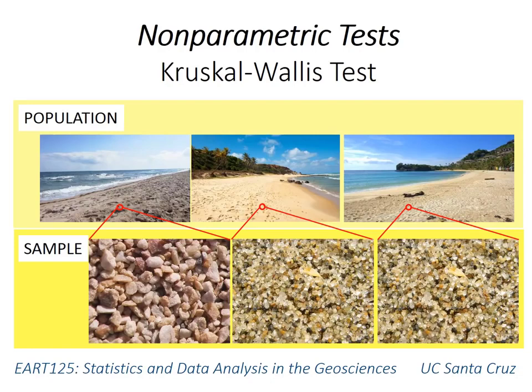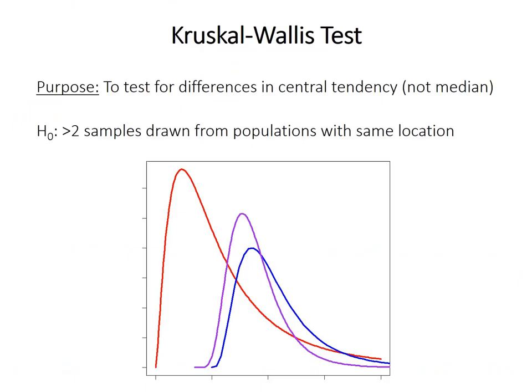This video introduces the Kruskal-Wallis test, which is the non-parametric equivalent of ANOVA. So it tests for differences in central tendency among more than two non-normally distributed samples. So as I said, the purpose of the Kruskal-Wallis test is to examine differences in central tendency. It works on rank order data, so it doesn't specifically test for the mean or the median, but the null hypothesis is that all samples are taken from populations with the same location. Location in this sense just means the center of the distribution.